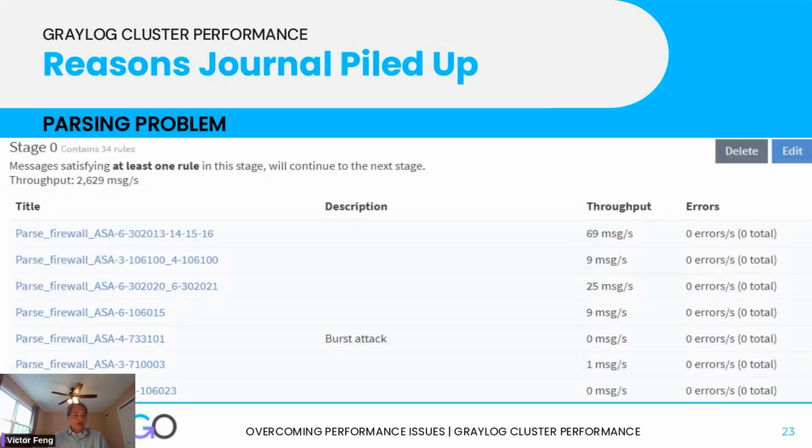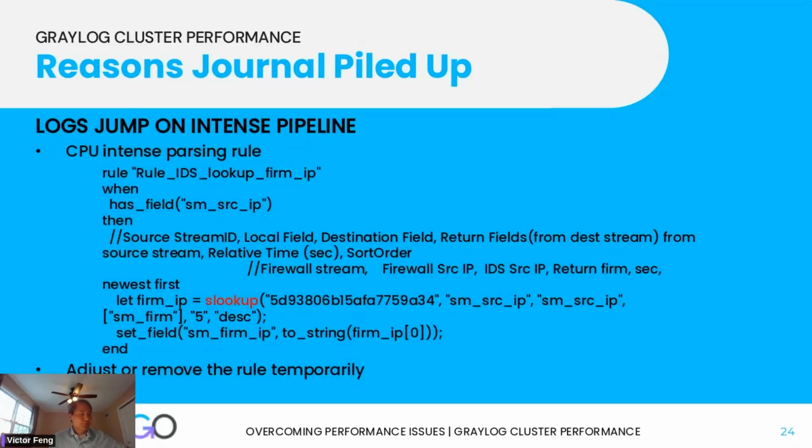So we will need to go back to the firewall pipeline. Here is stage 0, stage 1. That's where we start to parse our logs. And then you will just need to create a new rule to handle this new type of logs.